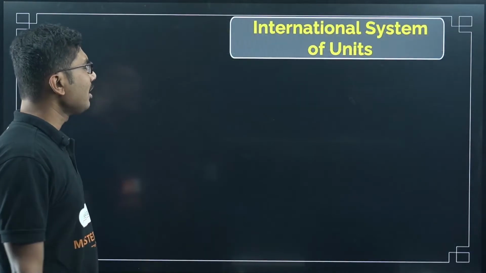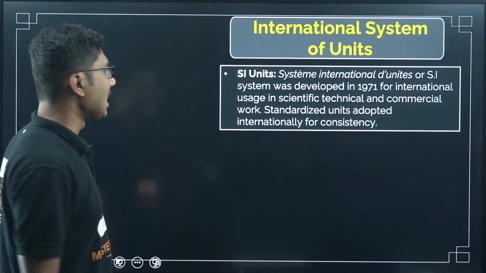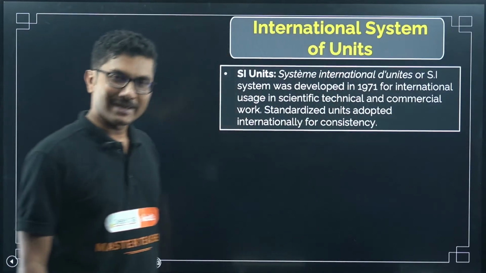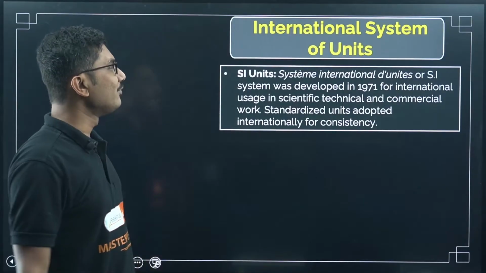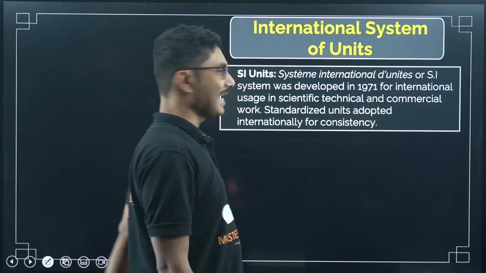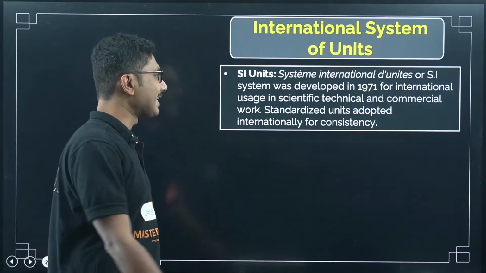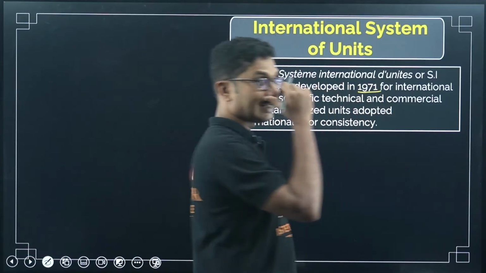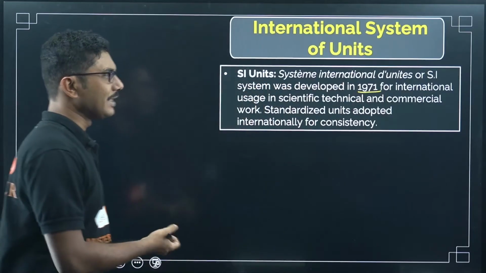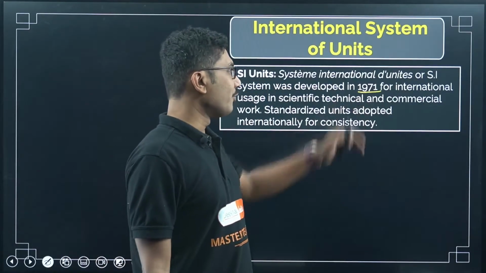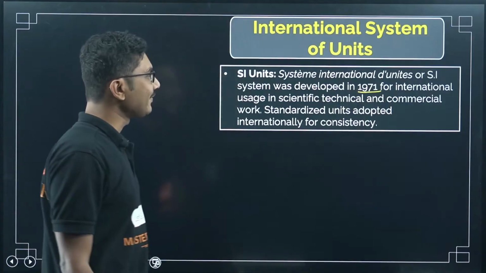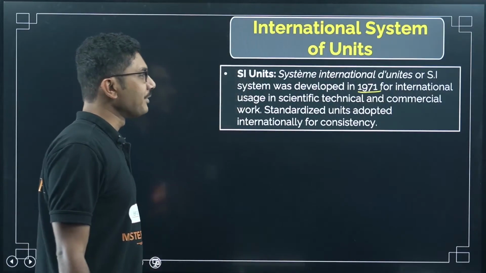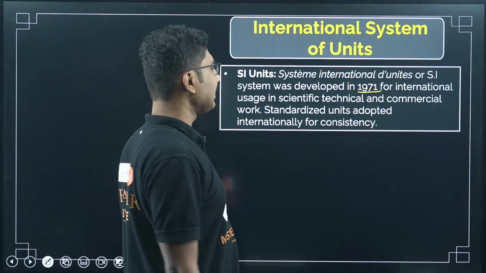Now let's move on to the international system of units, Système International d'Unités. This is the full name, or SI, as we say. The SI system was developed in 1971. It is very recent, almost 50 years back, not very old. It was developed for international usage in scientific, technical and commercial work, with standardized units adopted internationally for consistency.